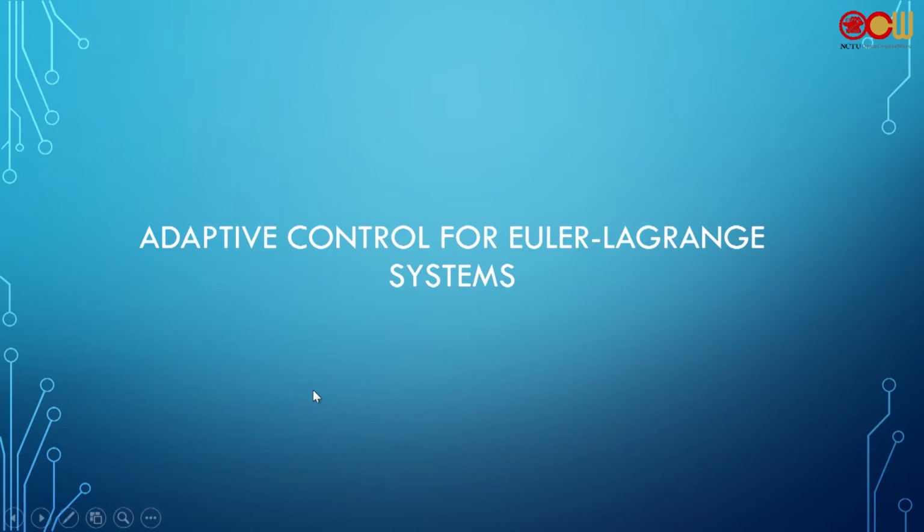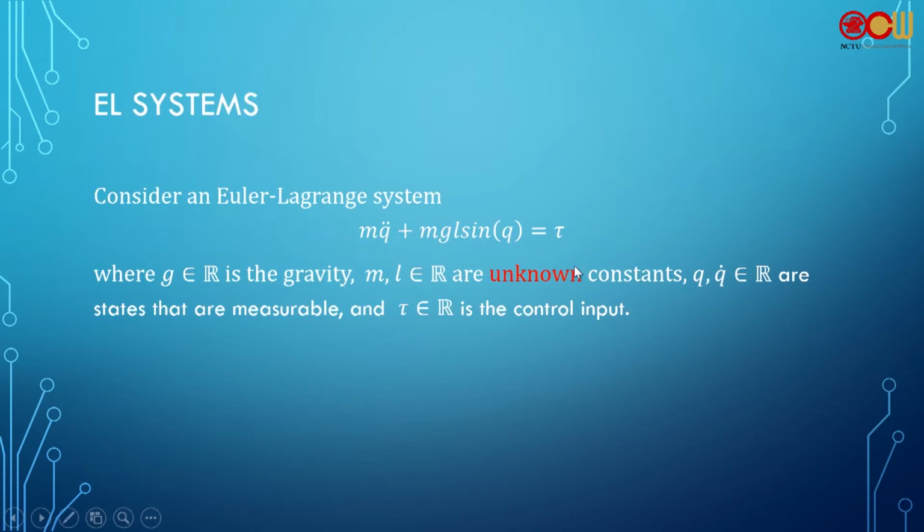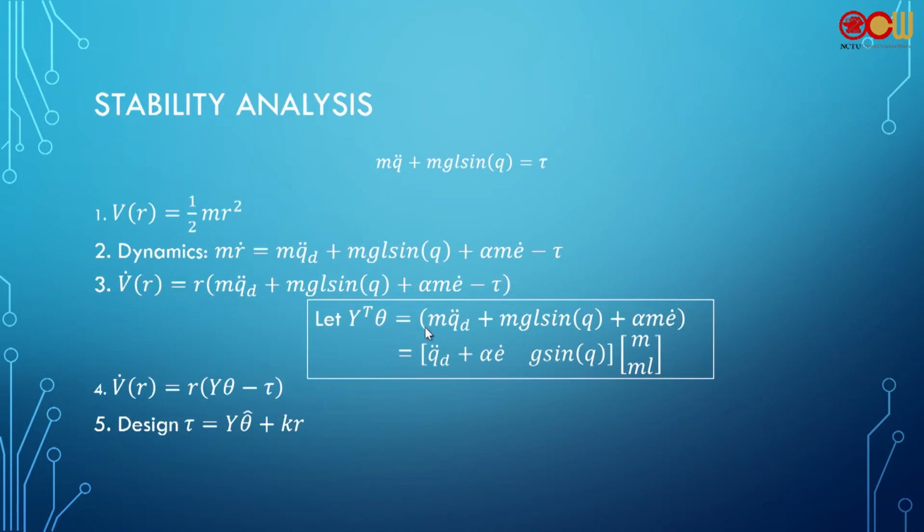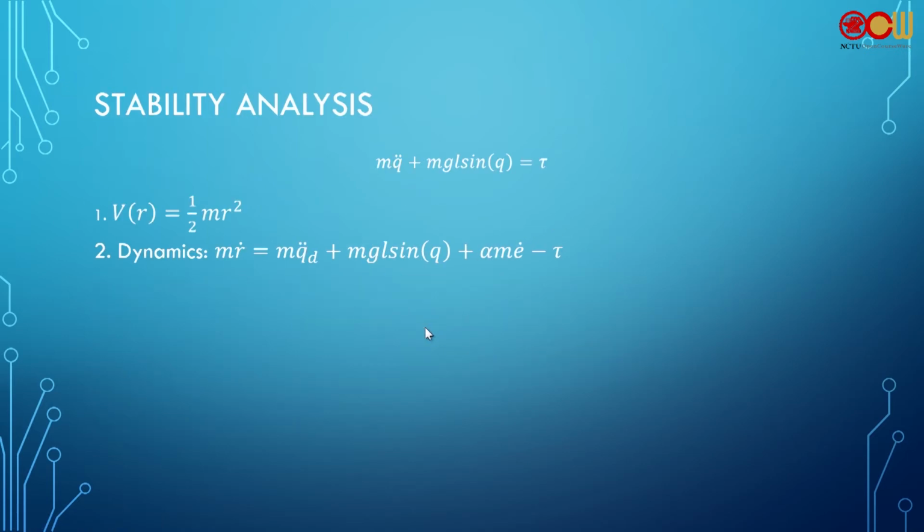Adaptive control. And again, for unknown systems, same dynamics, Euler-Lagrange systems, and we apply unknown constants. M and L are unknown constants. Okay, Q dot are measurable. Let's first try the above function as 1/2 mr squared, okay? And the open loop dynamics, okay, here's the open loop dynamics.